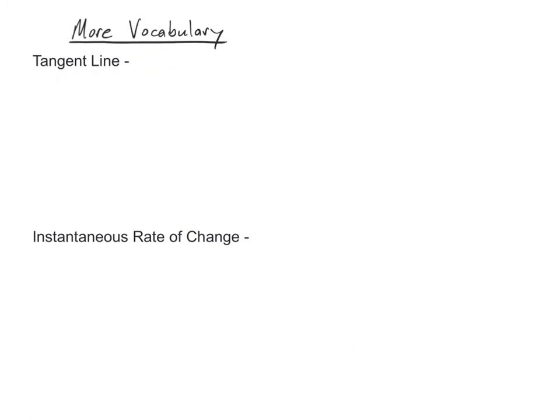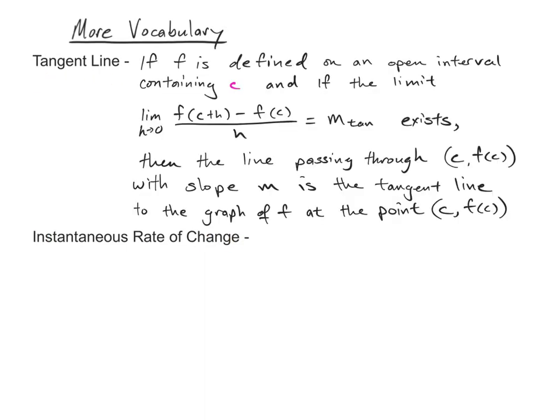On this slide, there will be some more vocabulary. Again, 2 definitions. The first of which is tangent line. If f is defined on an open interval containing c, and again c is a specific x value, and if the limit as h approaches 0 of this difference quotient equals a number, which means it exists, then the line passing through the point c, f of c with the slope m, referring back to this slope here, is the tangent line to the graph of f at the point c, f of c.